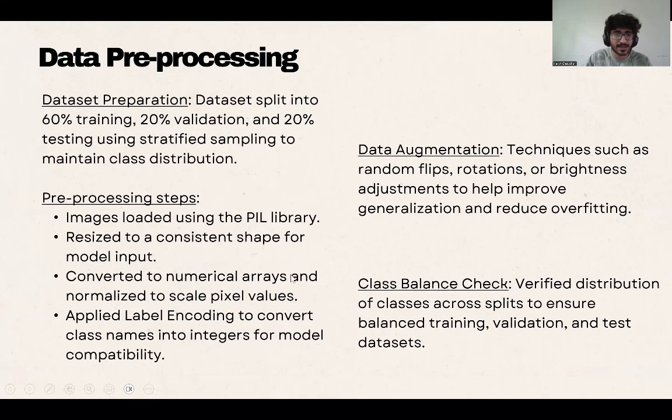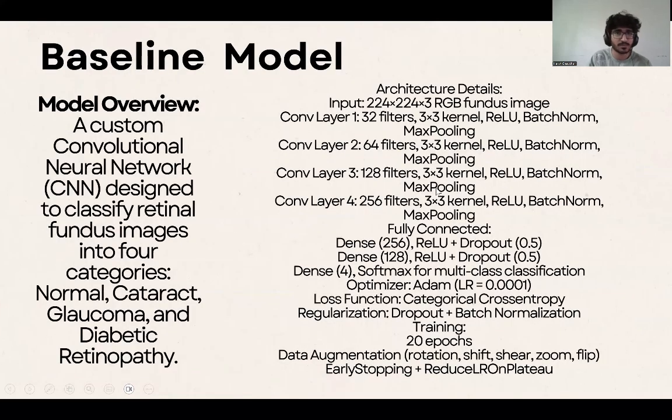Images were converted to numerical arrays and were normalized to scale pixel values. Label encoding was applied to convert the class names into integers for model compatibility. Data augmentation techniques such as random flips, rotations, or brightness adjustments were used for better generalization and to reduce overfitting. Talking about the class balance check, we verified the distribution of classes across splits to ensure balanced training, validation, and test datasets.